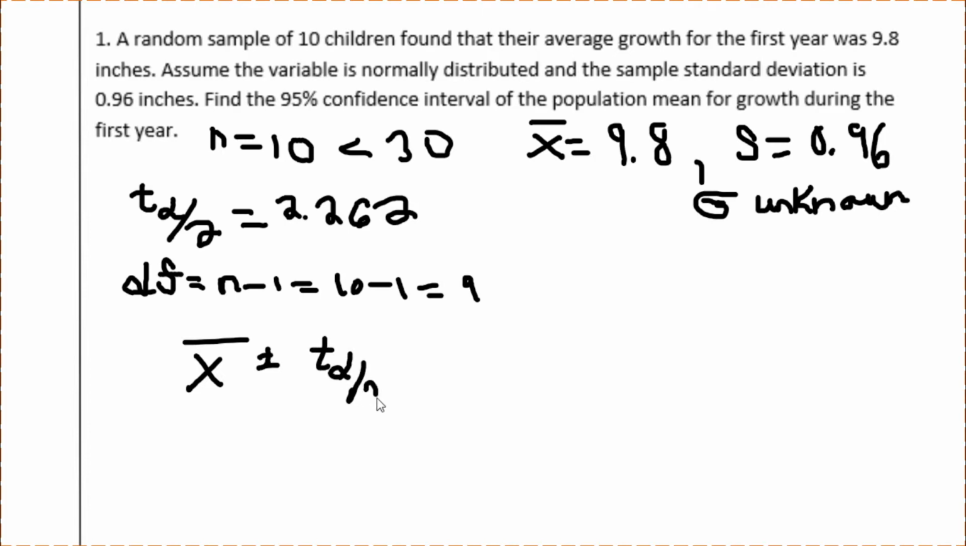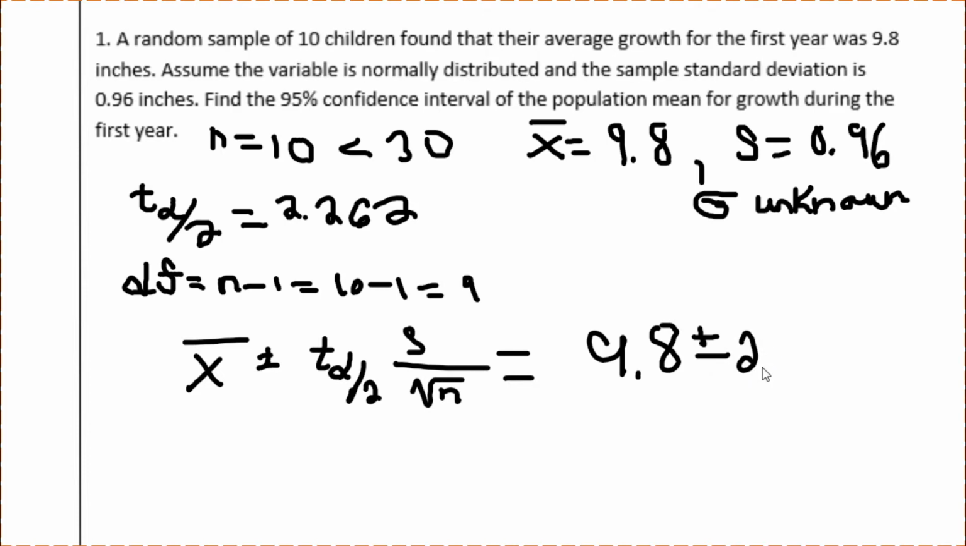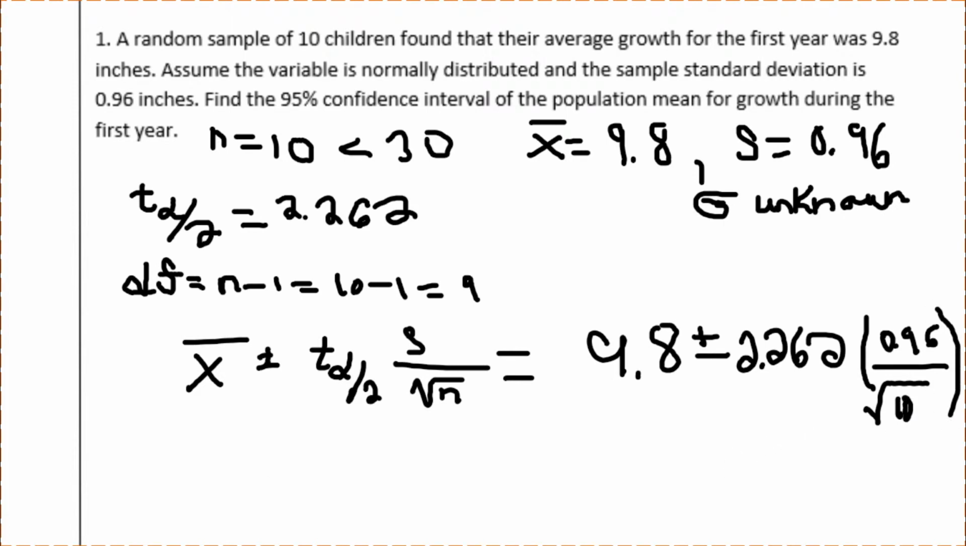T alpha over 2 times s over square root of n. So 9.8 plus or minus 2.262, just plug and chug. And the sample size is 10. All right, so you go ahead and plug in those numbers. Remember, you're going to get an interval because you're going to do the plus or minus version of it.